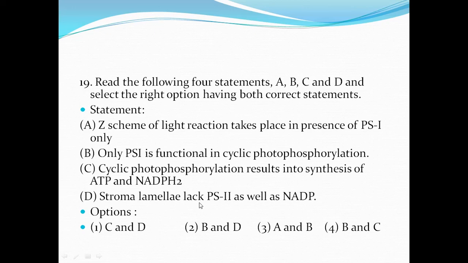Stroma lamellae lack PS2 as well as NADP. Yes, stroma lamellae contain only PS1, photosystem 1, and NADP is associated with non-cyclic photophosphorylation where both photosystem 1 and 2 are involved. So stroma lamellae lack photosystem 2 as well as NADP is a correct statement. So B and D are correct statements. So this is the answer.